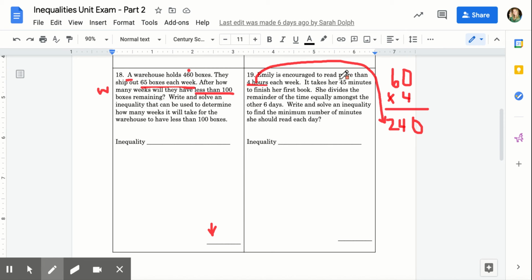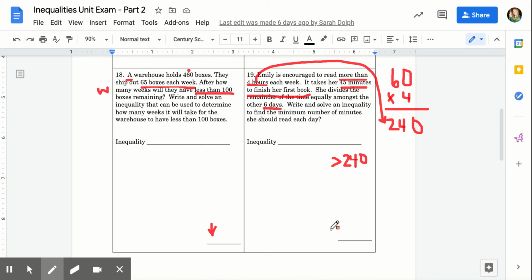So she wants to read more than 4 hours, or 240 minutes, each week. I'll help you set up that first part. So we're not using 4 hours, we're using 240 minutes. Now, it takes her 45 minutes to finish her first book. That's how much she read first. She divides the remainder of the time equally amongst the other 6 days.